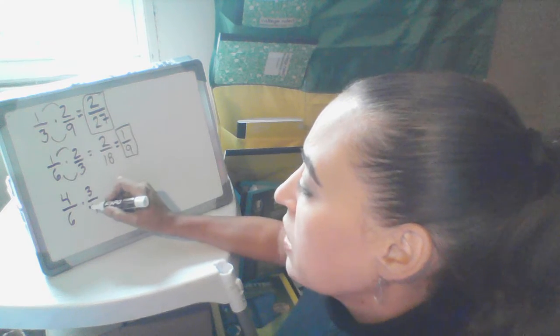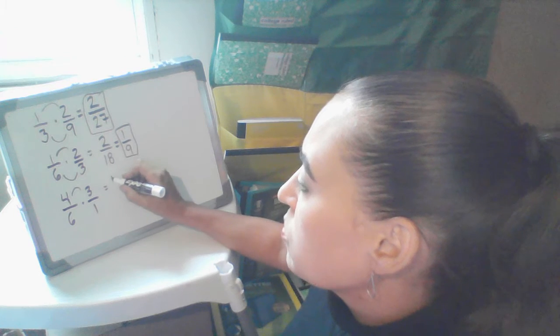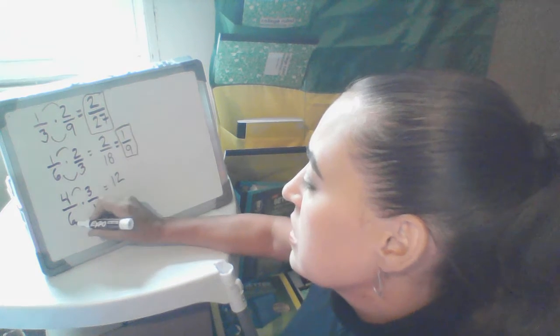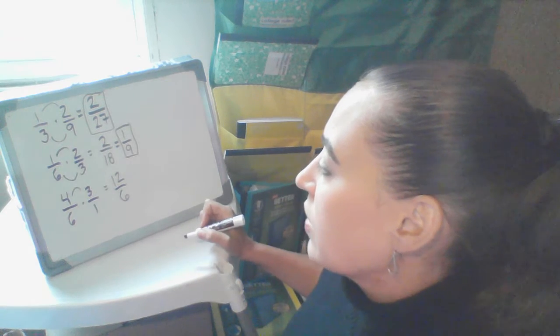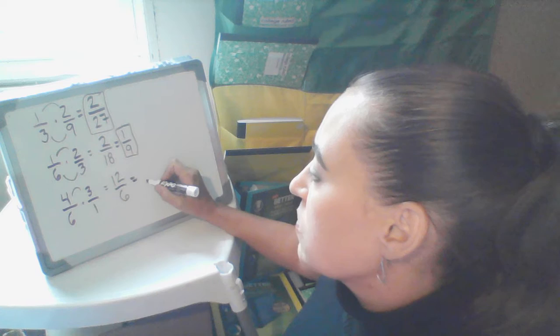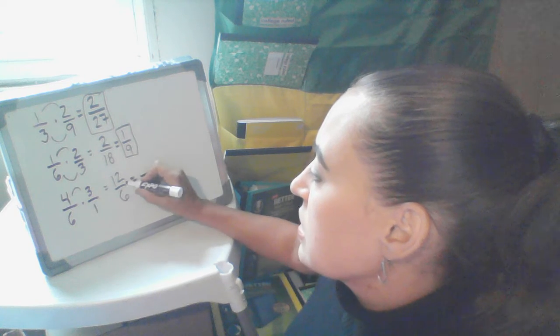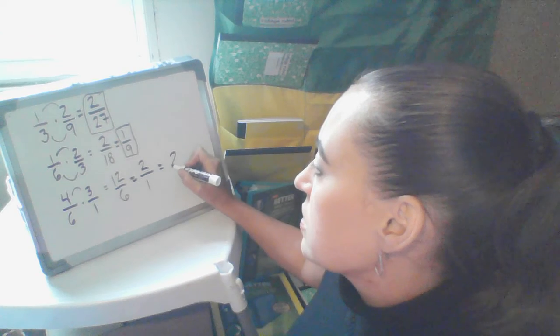Okay, last one. 4 times 3 equals 12. 6 times 1 equals 6. Okay. 6 goes into 6 one time. 6 goes into 12 two times. So your answer is 2.